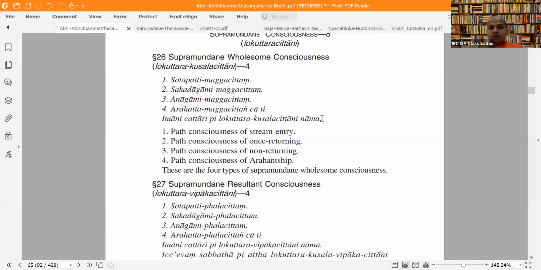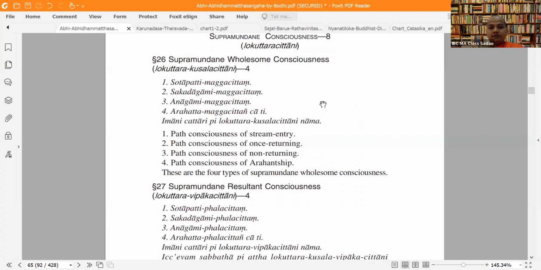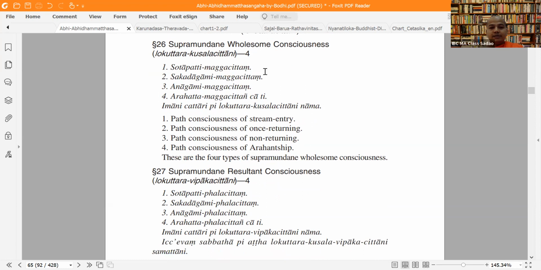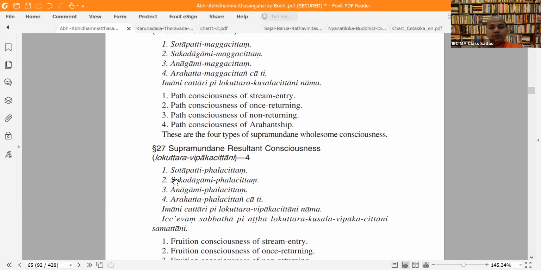Yeah, let's see. So these are the Lokottara Chittas, right? Now you have 8 Lokottara Chittas in terms of Magga and Phala. Okay, let's read it together. Sotapatti Magga Chittam, Sakadagami Magga Chittam, Anagami Magga Chittam, Arahatta Magga Chittam, iti imani cattaripi Lokottara Kusala Cittani nama. Sotapatti Phala Chittam, Sakadagami Phala Chittam, Anagami Phala Chittam, Arahatta Phala Chittam, iti imani cattaripi Lokottara Vipaka Cittani nama. Iccevam sabbathapi attha Lokottara Kusala Vipaka Cittani samattani. So 8 Chittas, 4 Magga, 4 Phala.